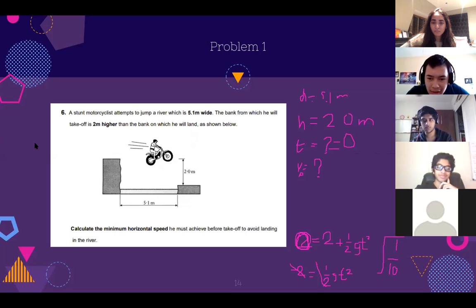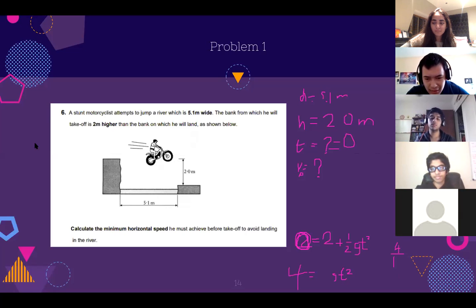This is embarrassing, sorry. We all make mistakes though. We have 4 equals g t squared, so the square root of 4 over 10 is going to be our time. So that is going to be around 0.63 seconds.